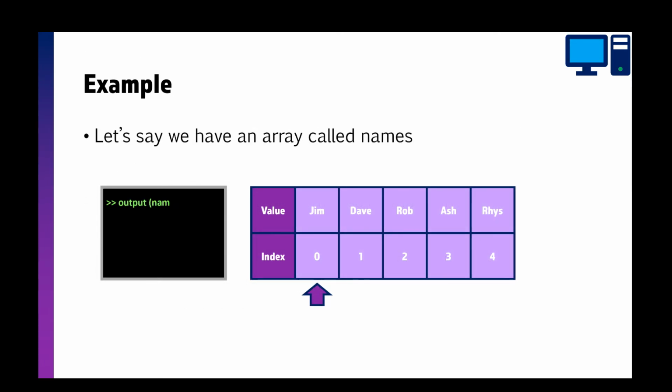So let's say we've got an array called names and I output names 1, that would output the name Dave. Now similarly, if I do a for loop, it would output each name individually. So it goes to output 0, outputs Jim, then index 1 does Dave, index 2 outputs Rob, index 3 Ash, and index 4 Reese. And that's how your for loop would work in that instance. So that's how we can access everything inside a particular array.